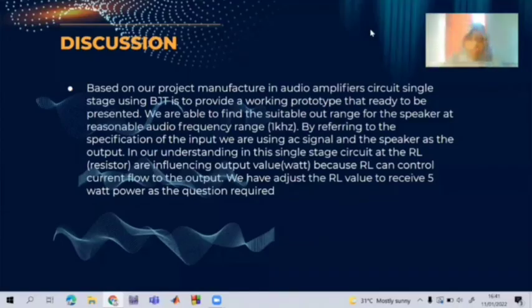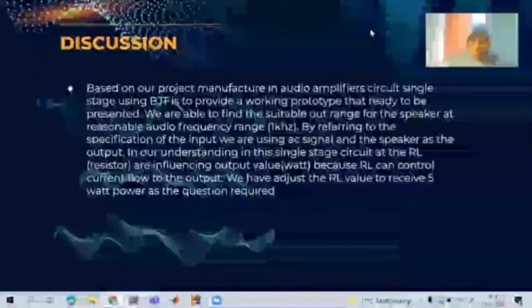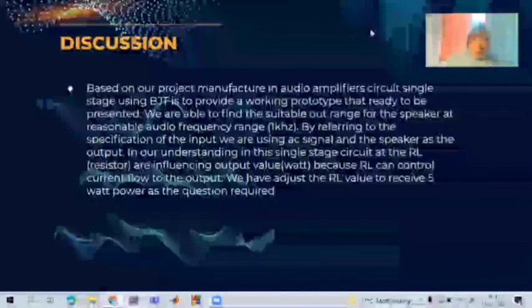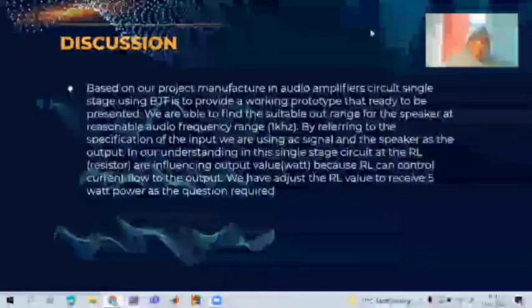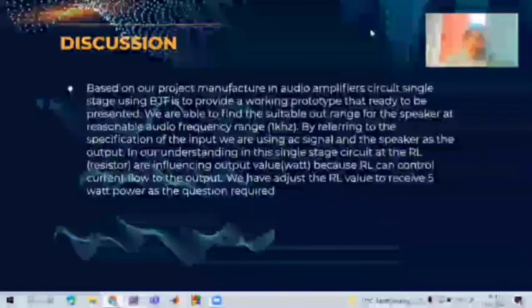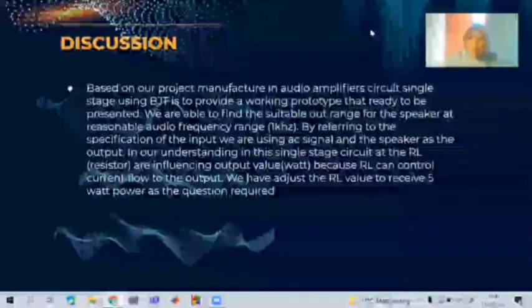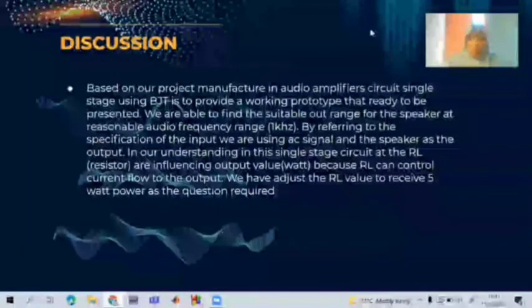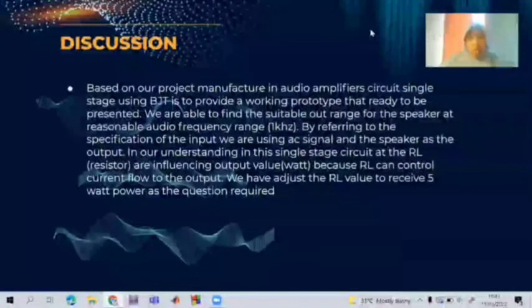Hi, my name is Gloriana Fatimi Amadea from BET Section 1 Group 1. I'm going to talk about the discussion based on our project to manufacture a single stage audio amplifier circuit using BJT, to provide a working prototype that's ready to be presented. We are able to find a suitable output range for the speaker at a reasonable audio frequency of 1 kilohertz. By referring to the input specification, we are using an AC signal and a speaker as the output.